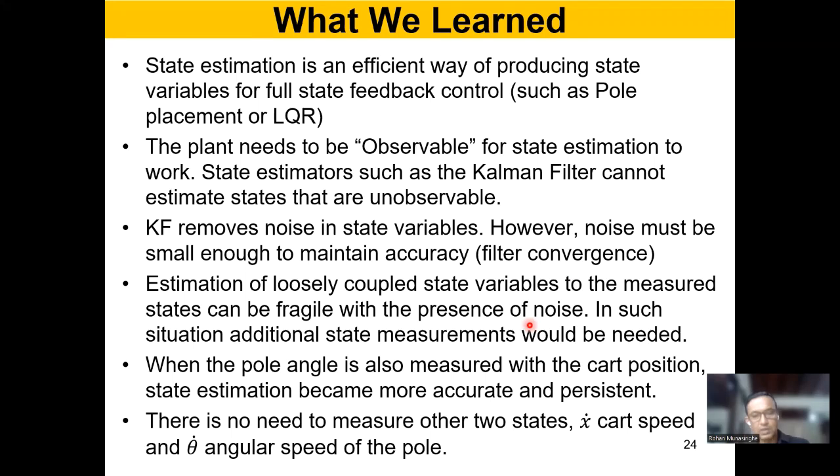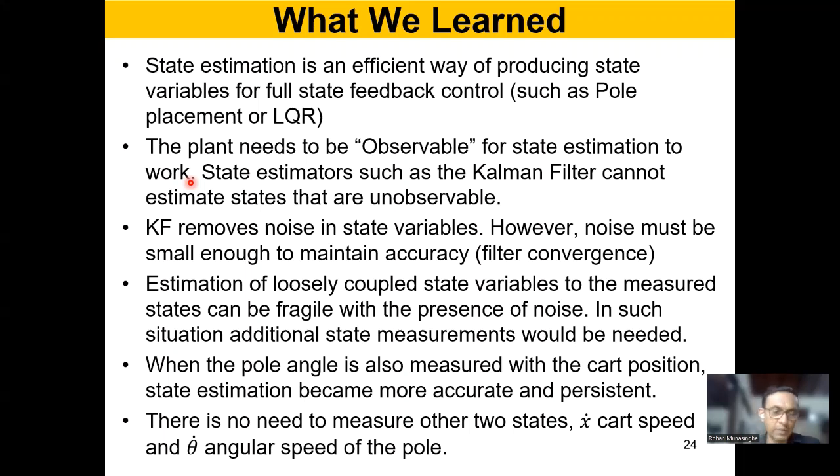So these are the learning points up to now. State estimation is an efficient way of producing state variables for full state feedback, such as pole placement or LQR. The plant needs to be observable for state estimation to work. So you cannot produce states from a Kalman filter or an observer if the plant is initially not observable. Therefore, it should be observable in the first place. You need to check whether the plant is observable.